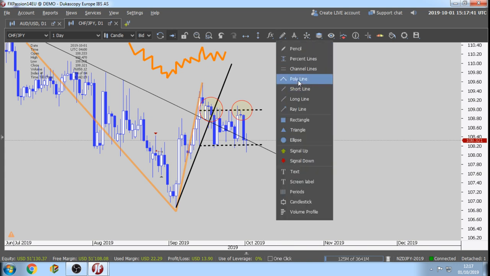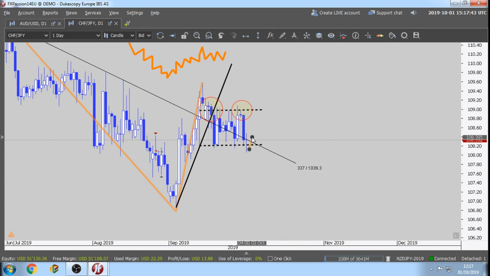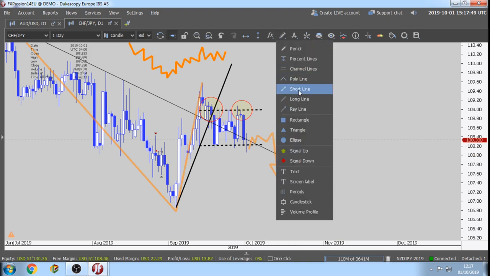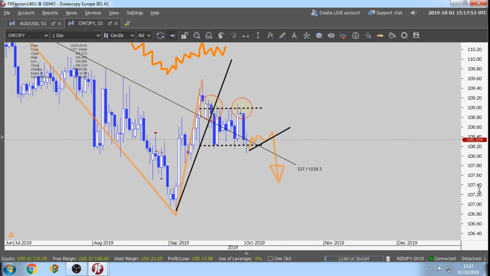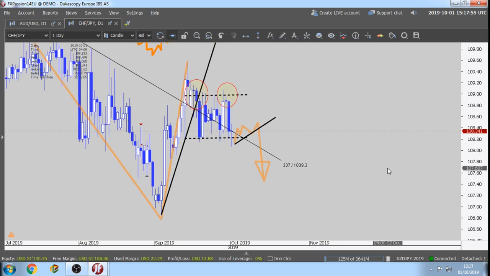I don't know what is going to happen if the market is going to make another retracement in here. And if it's going to break another counter trend line, then I'm going to short again. So this was an in and out trade. Entered yesterday, out this morning.